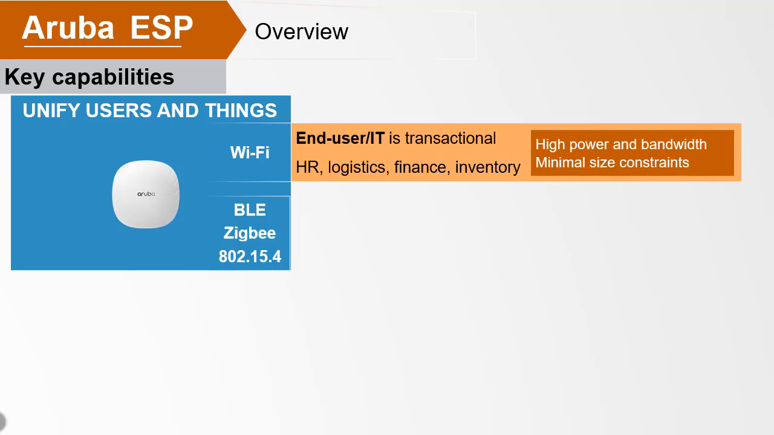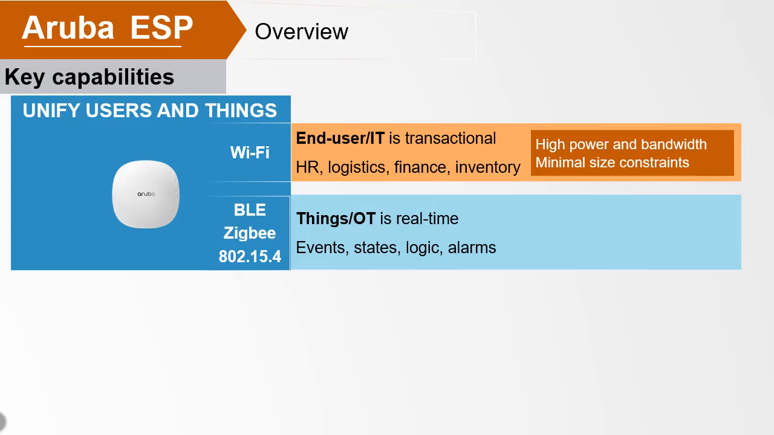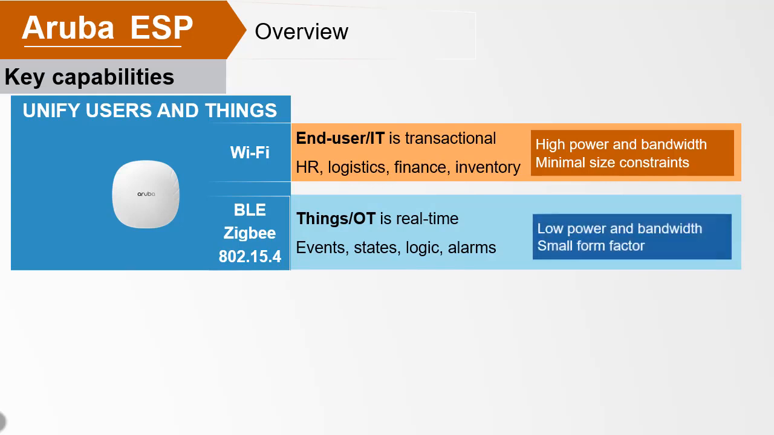But the continued rise in IoT deployments drives new RF requirements. These things are used for operational technology, or OT, manufacturing and control processes that deal with events, states, logic, and alarms. Many IoT devices must be physically small and draw minimal power, and they need small packets of telemetry data that don't require 802.11 Wi-Fi's high-power, high-bandwidth approach. So, technologies like Bluetooth Low Energy, or BLE, Zigbee, and IEEE 802.15.4 are perfect for small form factor, low power and bandwidth IoT devices. But here's the challenge.